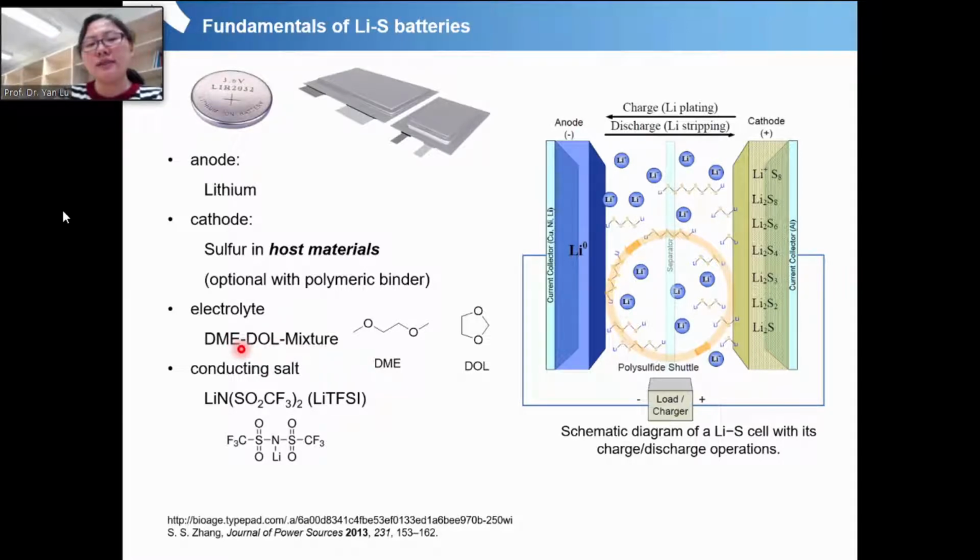So this is a mixture of DME with DOL. And so here you already see, for the different battery systems, you need to use different electrolytes. So just keep in mind, for the lithium ion battery, we always use this carbonate-based electrolyte. But for the lithium sulfur battery, normally you need to use such kind of DOL or DME-based electrolyte.